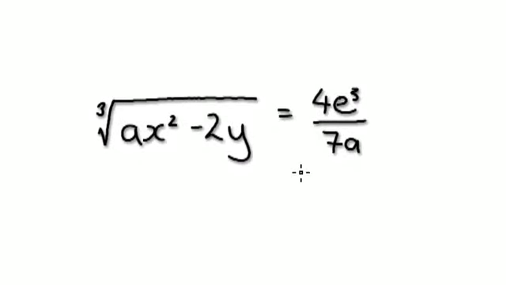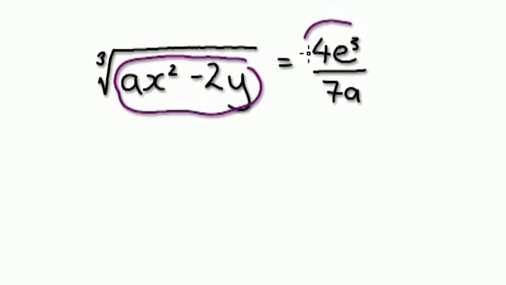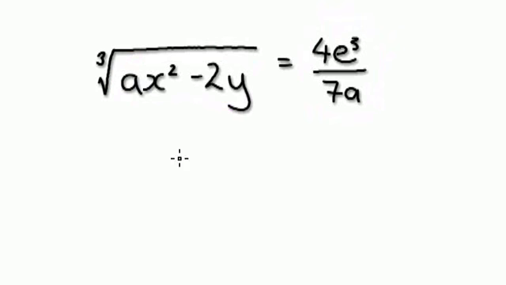Now it's your turn. So visualize it as this thing here, and then later on you've got to times this by itself 3 times. So do what you have to do, press pause and have a go. Okay, so let's cube both sides.